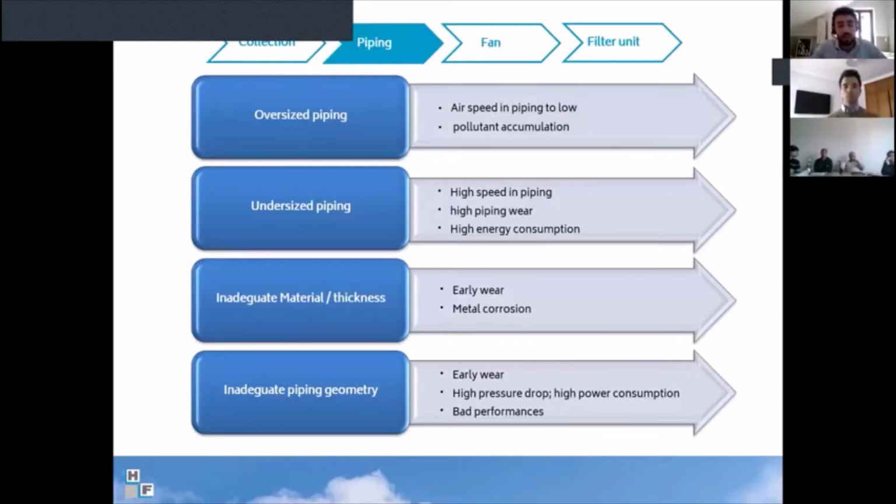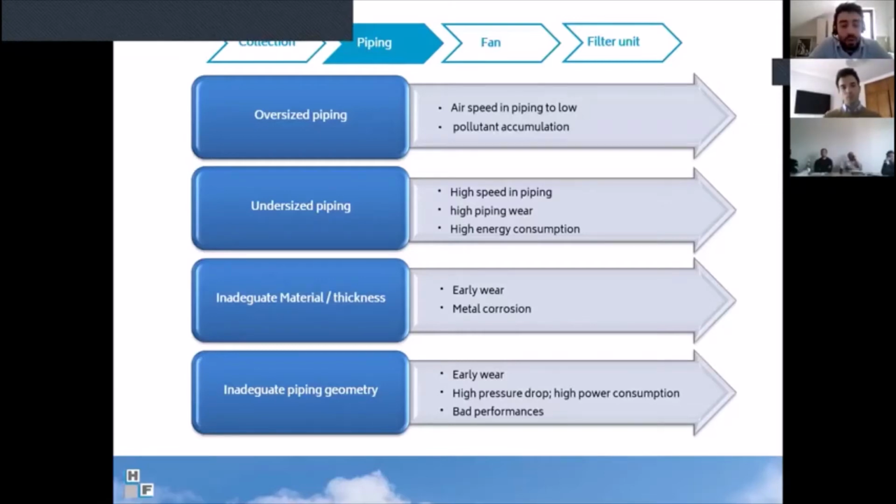On the other hand, we can also undersize the piping. In this way, we will for sure have high speed in the piping, because the piping will be very small, but we will also have very high energy consumption in terms of kilowatts of the ventilator, and piping wearing, so early wear.